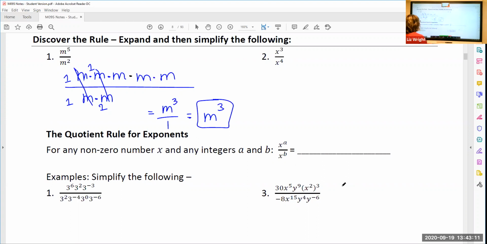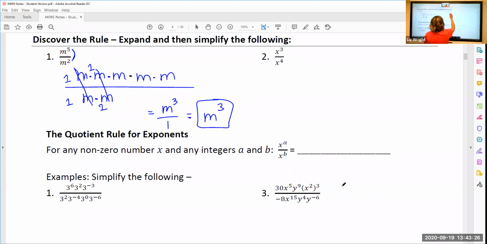Like that. And then you would compare. Okay, well, how does my answer compare to what I started with? What you started with up here, I'm hoping you're seeing the pattern of, okay, how does 3 relate to 5 and 2? You would take 5 minus 2, and that's going to give you 3.